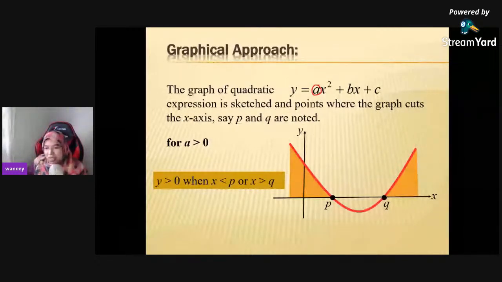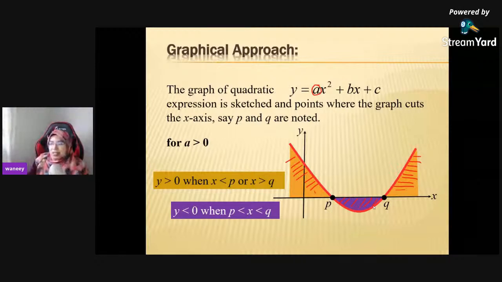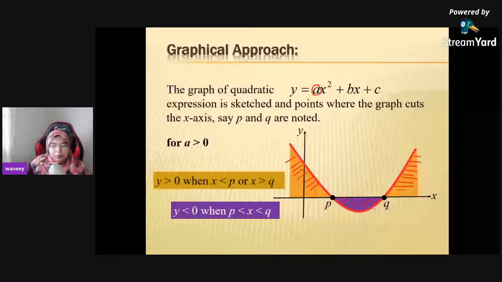So this is point P, this is point Q. So this region is above the x-axis, and this region is also above the x-axis. Okay, so that means y is less than 0 whenever x is in between P and Q. So this region is below your x-axis. So when the region is below the x-axis, the value is negative. When the region is above the x-axis, the value will be positive.